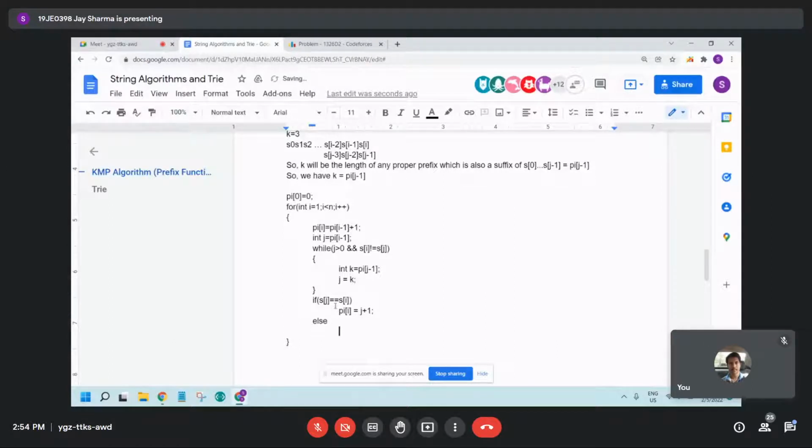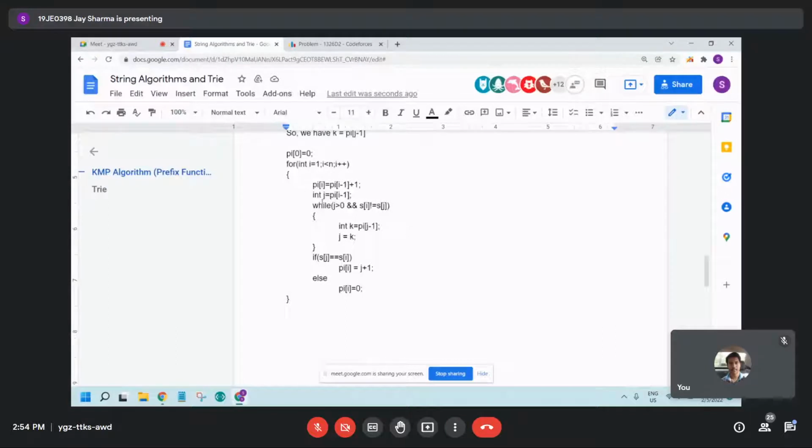And else, if this is also not holding true, then we can simply say pi of I is 0, because we have not got any such string which is satisfying this condition, so we can write pi of I equals 0. Otherwise, we can say that this is our longest common prefix, which is also a suffix. So, first of all, tell me, is this code clear? So can you please repeat this code with an example?